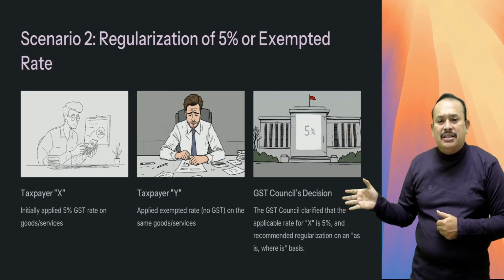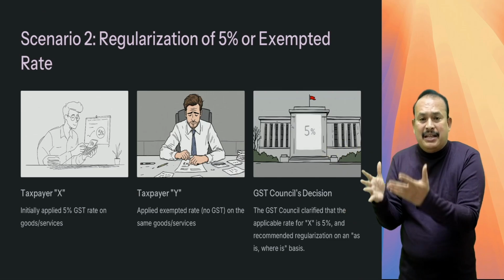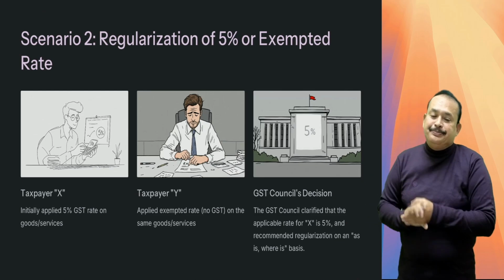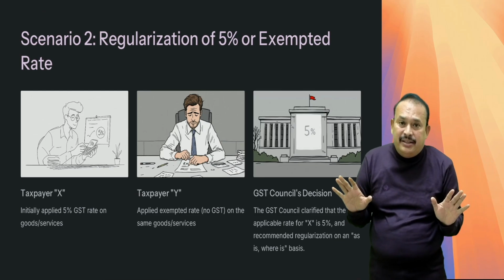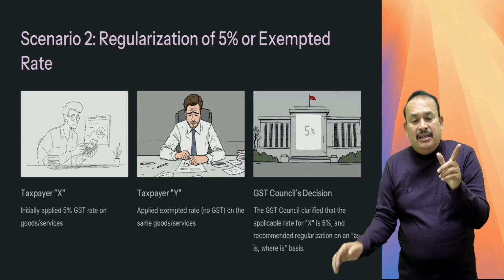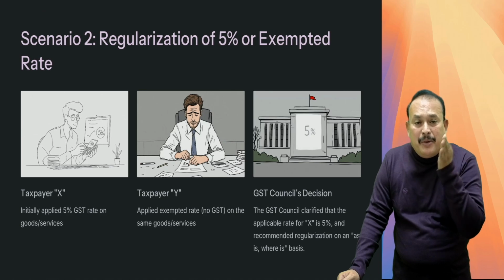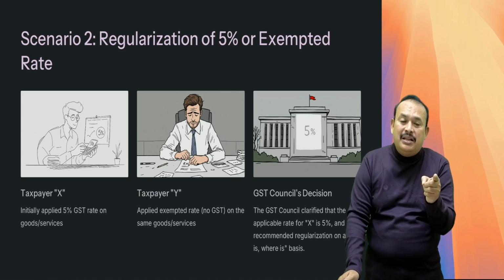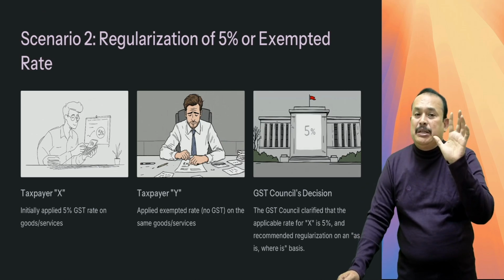Taxpayer X paid 5% GST. For the same product or service, taxpayer Y claimed exemption. Now what happened? The GST Council recommended that 5% GST is applicable from today onwards. So upon the recommendation of the GST Council, CBIC notified that for the given product or service, 5% is applicable from today.